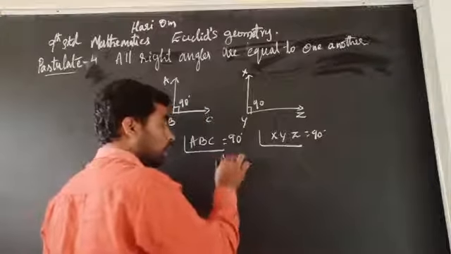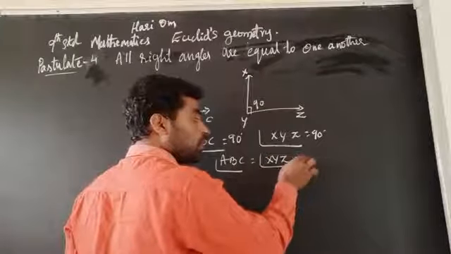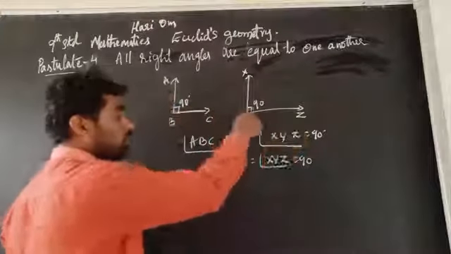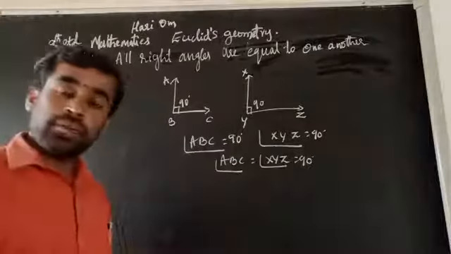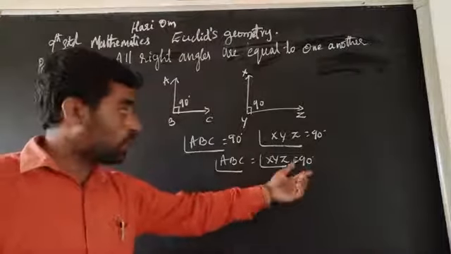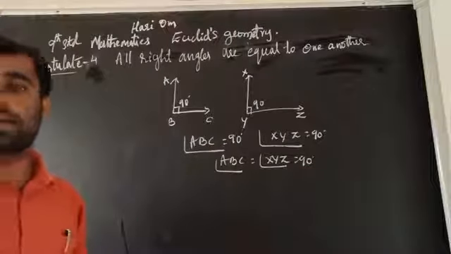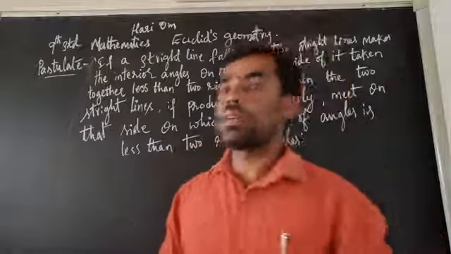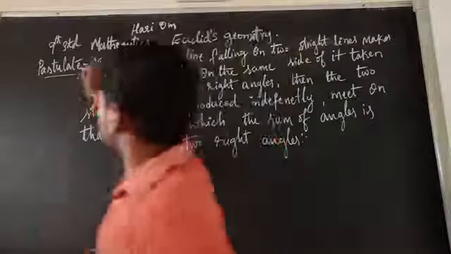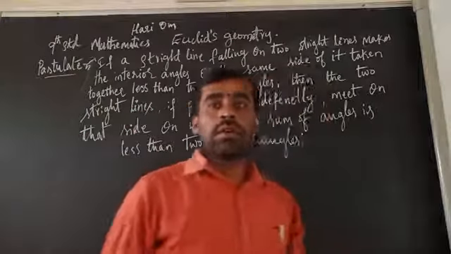Therefore, angle ABC is equal to angle XYZ, equal to what? 90 degrees. All right angles are equal. All right angles are equal means the measurement of a right angle is equal to how many degrees? 90 degrees. Is it clear, friends? This is postulate number 4. Take down this one.